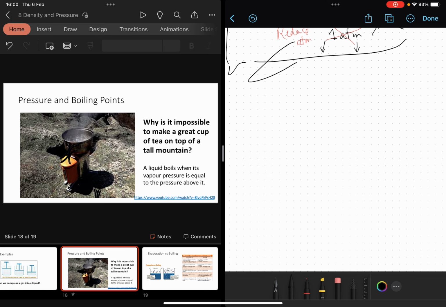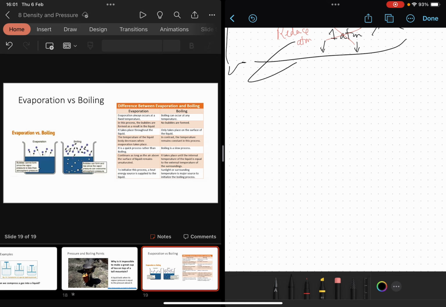And then finally, an idea that we'll pick up on in year 13, it's the difference between evaporation and boiling. They're two very different things, often confused and thought of as the same, but you've got a nice little summary of those two.